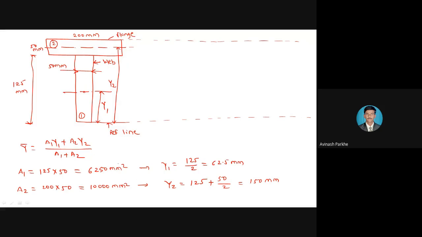So this 125 we have to take as it is, and the CG distance of section number 2 is equal to 125 plus 50 divided by 2. While taking the Y1, Y2, Y3 of a particular section, the remaining distances below that section will be considered. Therefore here I have considered 125. So now Y1 is calculated, Y2 is calculated. Now go for the Y bar calculation.